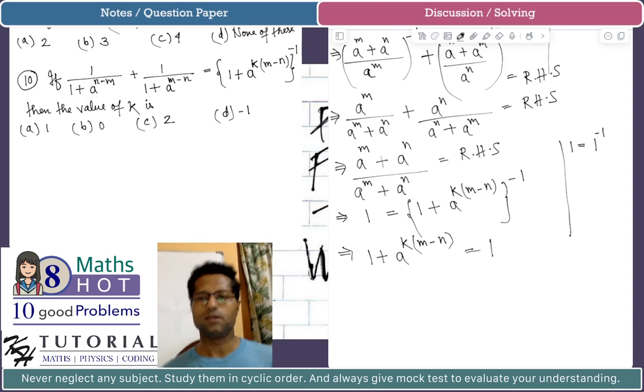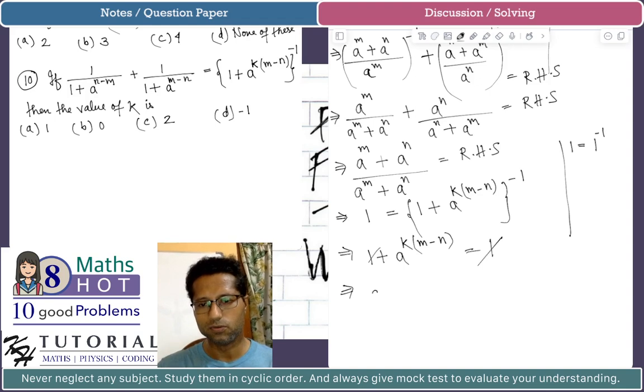But we know that 1 is equal to the reciprocal of 1 only. So on the right hand side we have a reciprocal of something, and that something has to be equal to 1. So we have 1 plus a to the power k into m minus 1 equal to 1. From here we can cancel 1 from both sides, and we get a to the power k equal to 0.